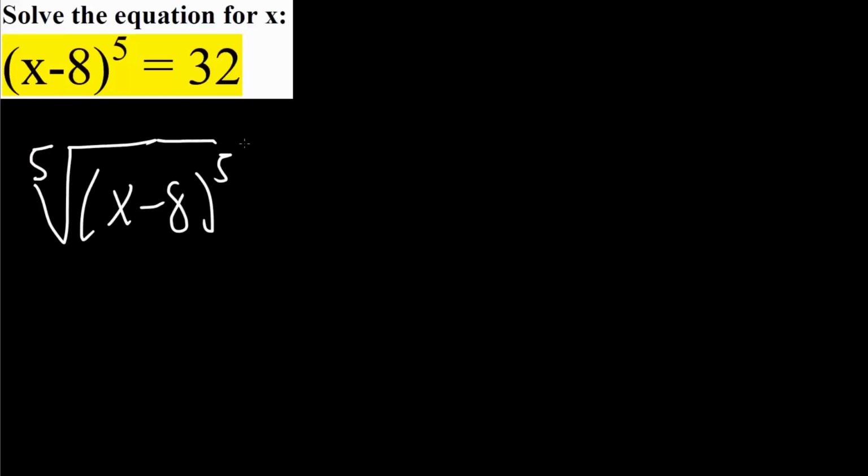So with this one, we take the fifth root of this, so we can take the fifth root of this also. So we would get the fifth root of x minus 8 raised to the fifth is equal to the fifth root of 32. What we do on one side, we need to do on the other side. That's why we're taking the fifth root of this and the fifth root of this.